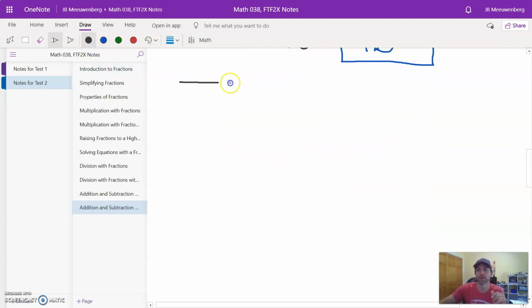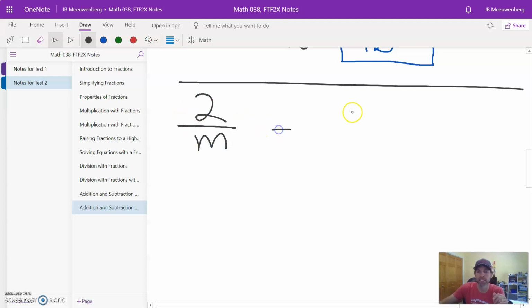And lastly, one more. Really fun one here. 2 over m minus 6 over 7. Pause, try it. So I'm looking at these denominators. It's subtraction, it's fractions. I've only got one variable. I know I need to get a common denominator. If I think about it the same way I thought about the last problem, I can't factor m. m is just m. And I can't factor 7. It's a prime number.